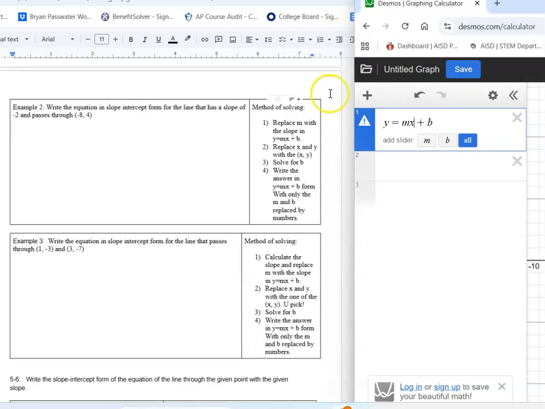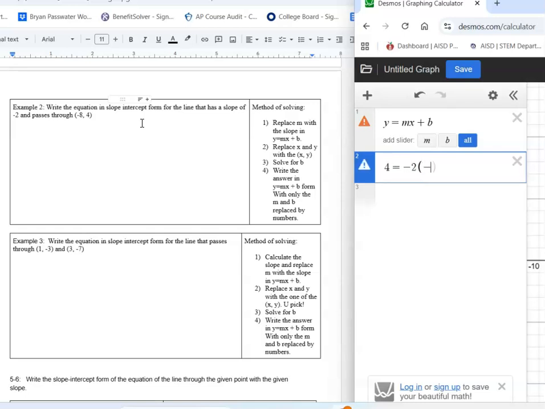All right, so what I do is I'm going to replace the y with what y is. It's 4. I'm going to replace m with what m is. That's -2. I'm going to replace x with what x is, and that's -8. I have no idea what b is. But that's what we have to solve for. That's the one thing missing in the information: what's the y-intercept?